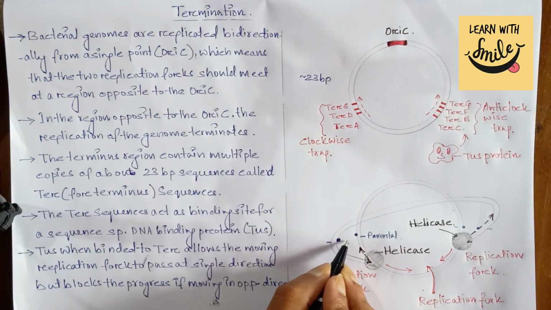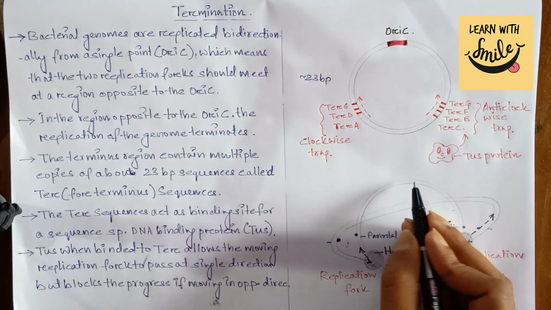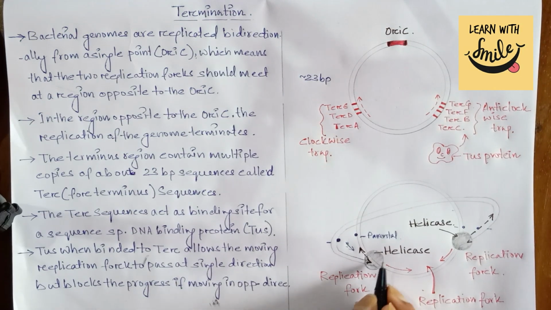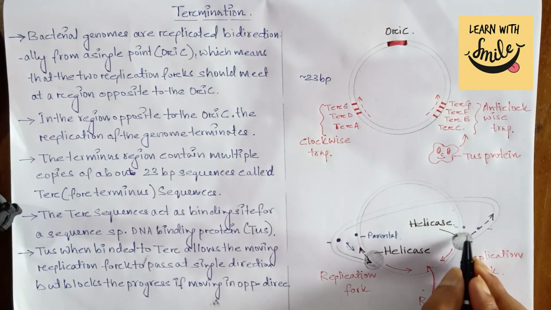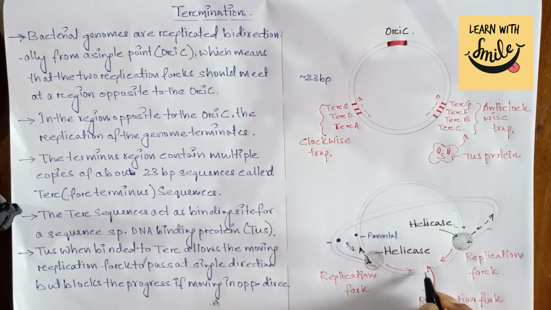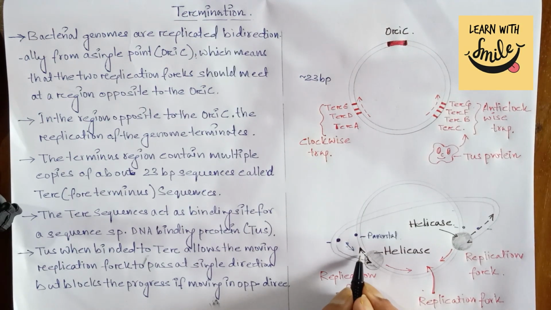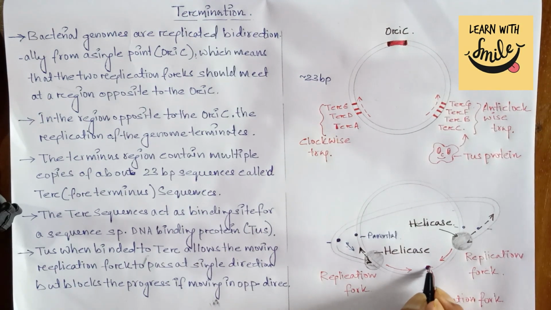Now as you can see, the replication fork is moving in an anti-clockwise direction. Yes, it is moving in an anti-clockwise direction. So since it is a clockwise trap, it will permit the movement of the anti-clockwise fork, and the fork would move till here. But this particular region is an anti-clockwise trap, so the anti-clockwise moving fork would not be allowed to move ahead of this particular region. Therefore this particular replication fork would be trapped here in this region.